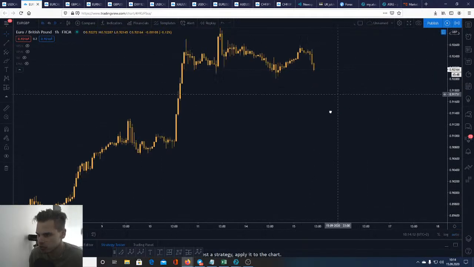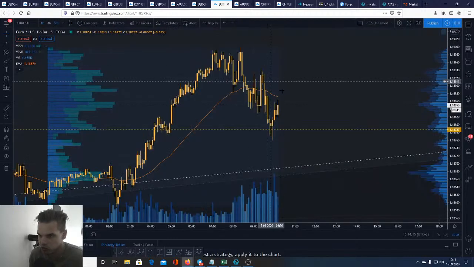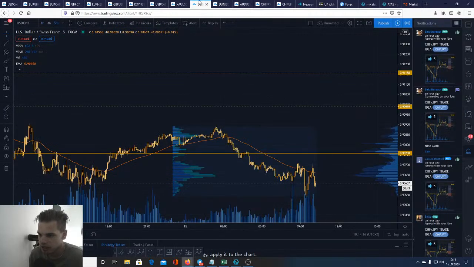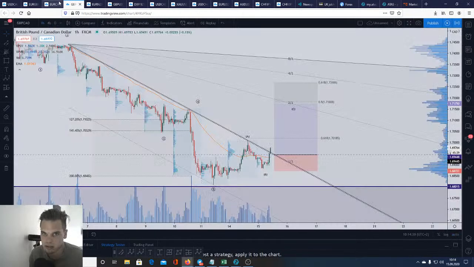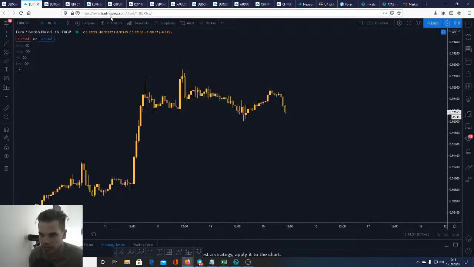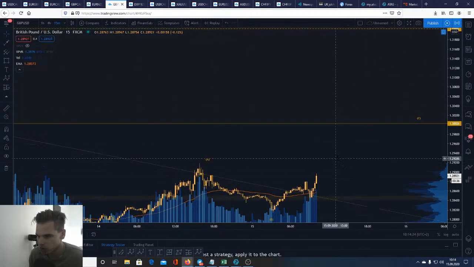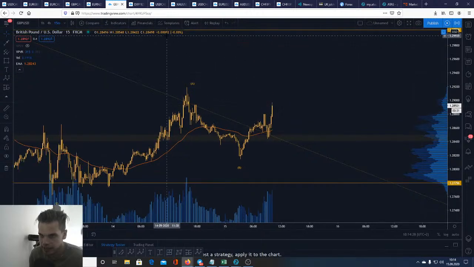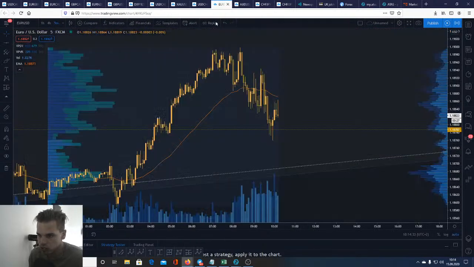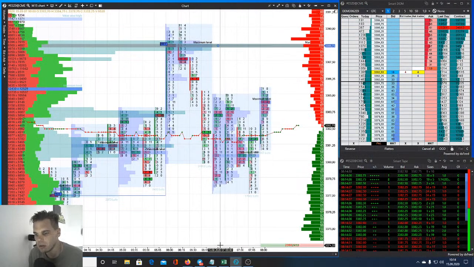GBP USD is very strong right now compared to Euro USD, which is weaker. Probably also because Euro USD would show us a stronger reaction to the FOMC, as we know the weight of the Euro in DXY is more than 50%. So let's see. I'm gonna keep that one open here.